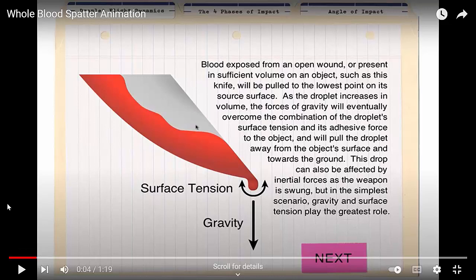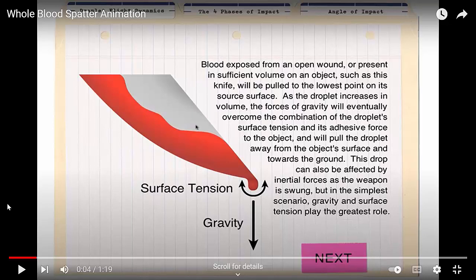So you've got this nice diagram of a knife and you've got blood dripping down to the end of it. And then they've got a diagram showing you the surface tension and then gravity pulling down on that blood drop. So then it says that blood that's exposed from an open wound or present in sufficient volume on an object, so if you've got enough of it, such as the blood on this knife, will be pulled to the lowest point on its source surface. So that basically just says gravity is going to pull the blood down as low as it can.